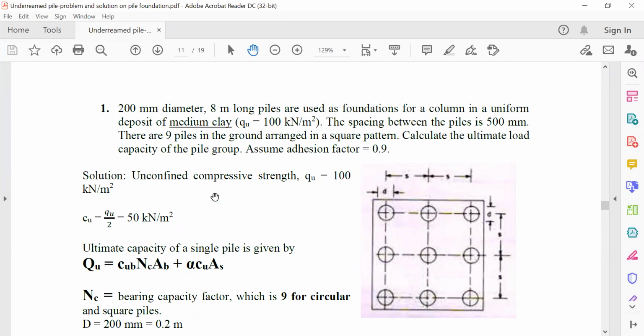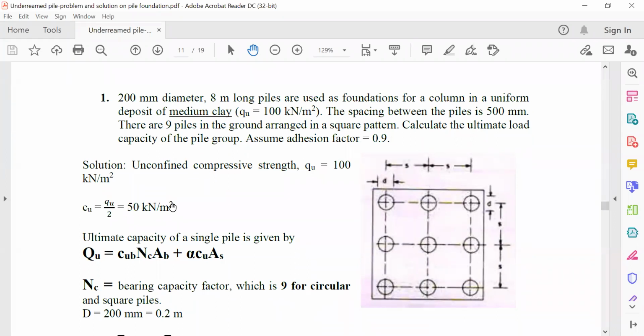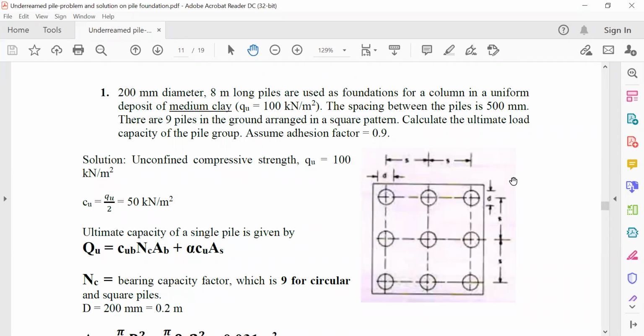So how can we see, UCS we have already discussed in the previous semester: if UCS is given, then we can calculate the value of Cu is equal to q by 2, 50 kilonewton. Cu निकल सकता है हम लोगों का. तो अब देखिए यहाँ आप लोगों को थोड़ा ध्यान से समझना है.